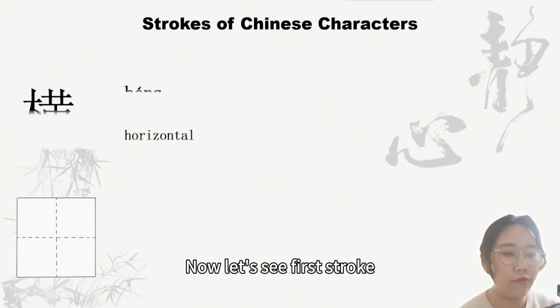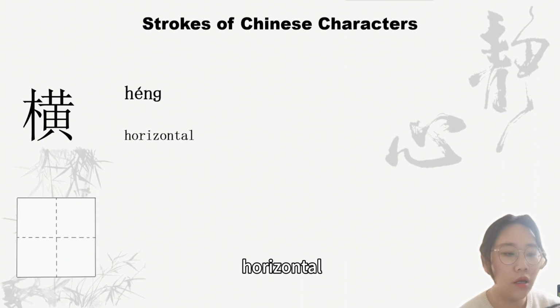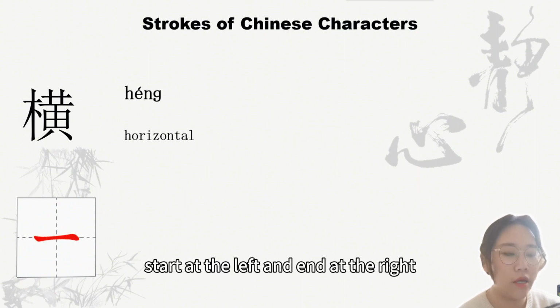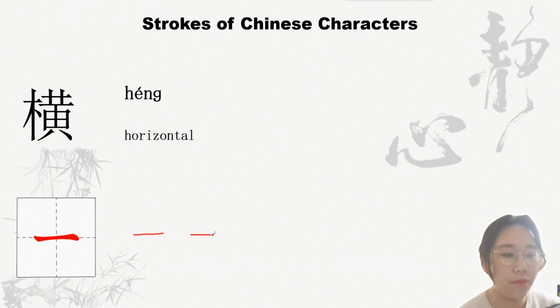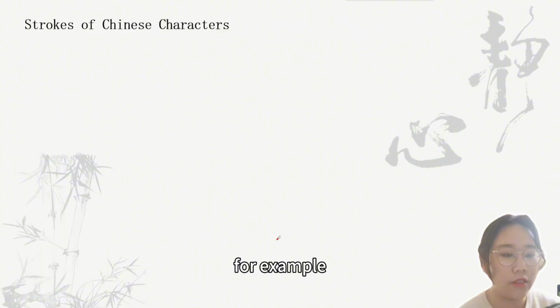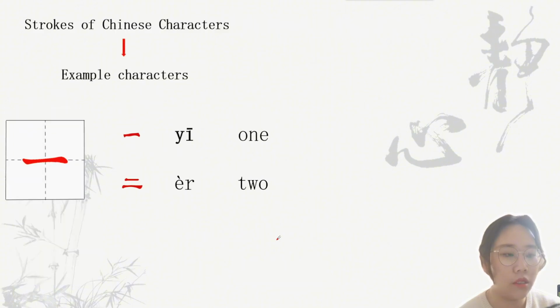Now let's see the first stroke. 横, horizontal. Start at the left and end at the right. For example, 一, number 1, 二, number 2.